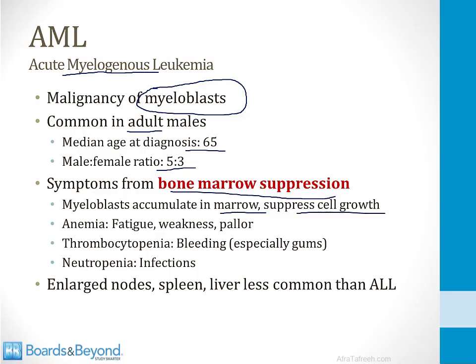So therefore, people will present with symptoms of anemia, for example, with fatigue and weakness and pallor, or thrombocytopenia with bleeding, especially bleeding from the gums. This is a classic presentation of someone who is thrombocytopenic. And then finally, these patients are neutropenic, so they often develop infections. The symptoms of enlarged organs, like enlarged lymph nodes, spleen, liver, these are all much less common in AML than they are in ALL.